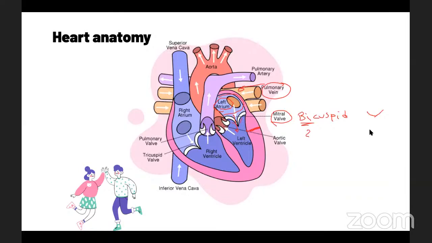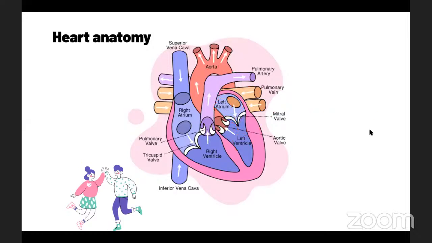Okay. And then it'll move from the left ventricle. Remember, the left ventricle is a thick muscle, which means it'll push to the whole body. And then again, we're looking at the aorta. Away from the heart. Again, guys, this is away from the heart. All the way to the rest of the body because the left ventricle is strong. It pushes it to the rest of the body.